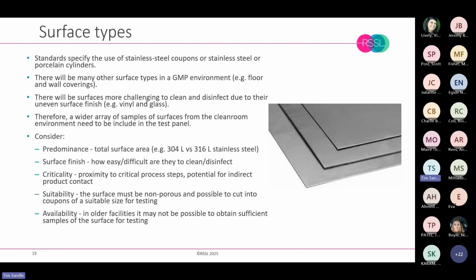Another thing is where we have surface materials that are very similar, but of different grades. If you take stainless steel, it'd be common that product contact surfaces are 316L stainless steel, but other forms of stainless steel are 304. It's probably not worth doing both types of stainless steel. But one of the decisions to be made is, do you do the 316 stainless steel because it's product contact, or is the 304 a tougher challenge because it happens to be a slightly rougher form of stainless steel?